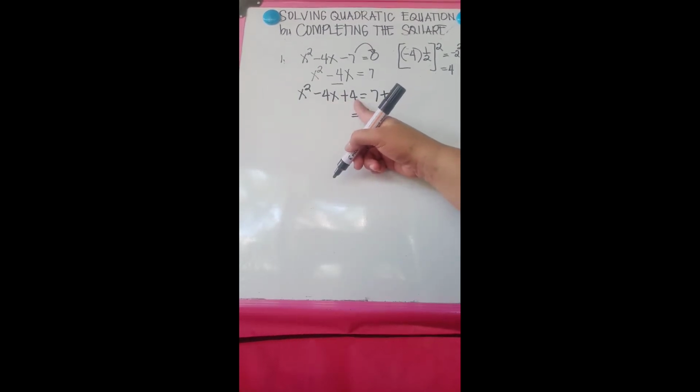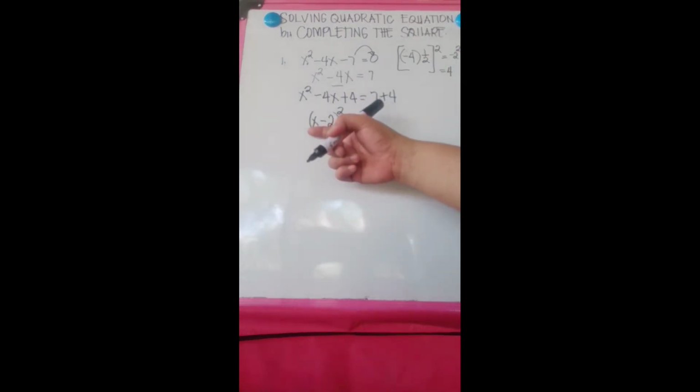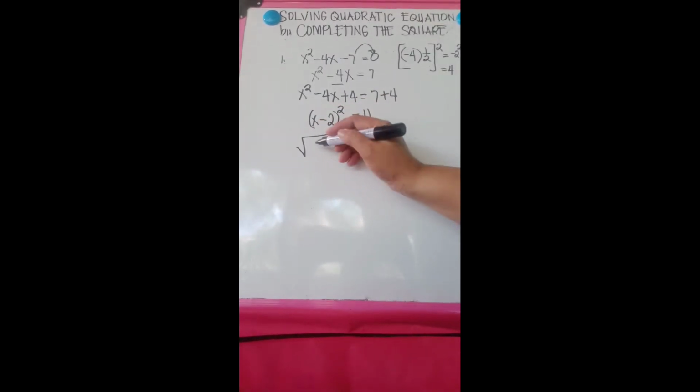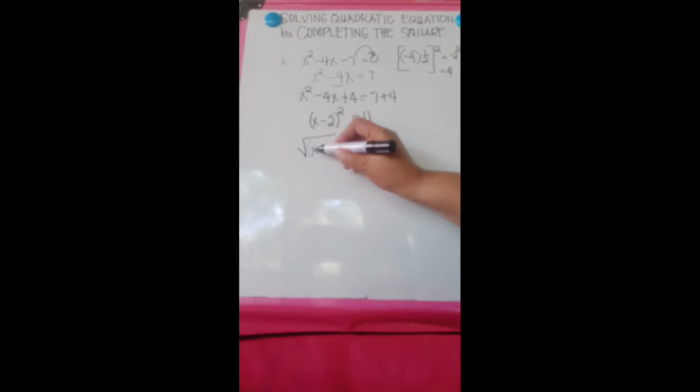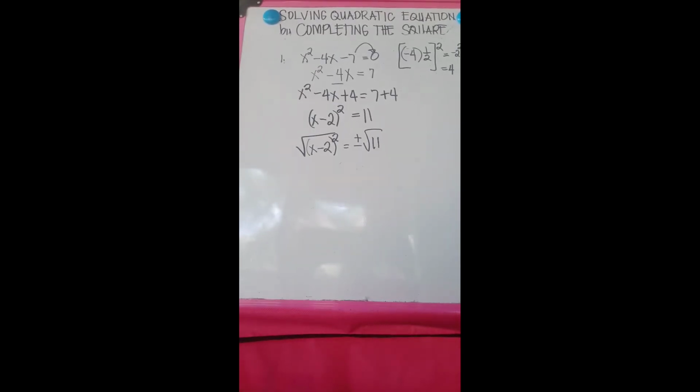And then, perfect square trinomial na to. So, let us express this as square of binomial. So, just get the square root of the first term, x squared. Square root of it is x, follow the sign of the middle term, and then square root of the last term, which is 2. Okay. So, after expressing this as a square of binomial, ang gagawin na is extract the square root on both sides of the equation. So, (x minus 2) squared equal to positive negative square root of 11.